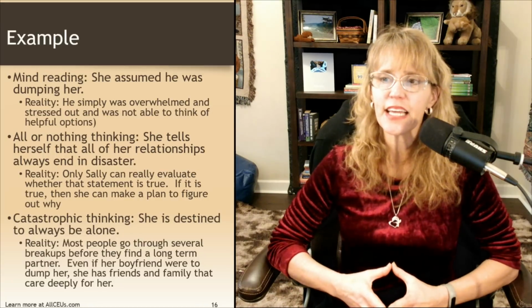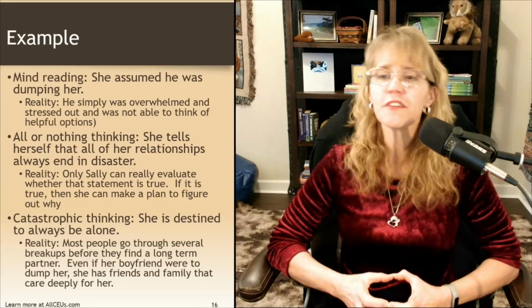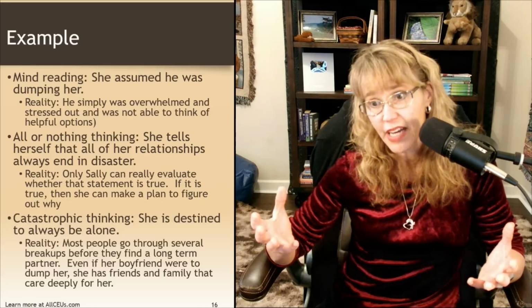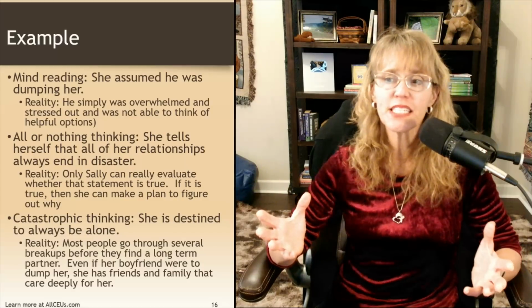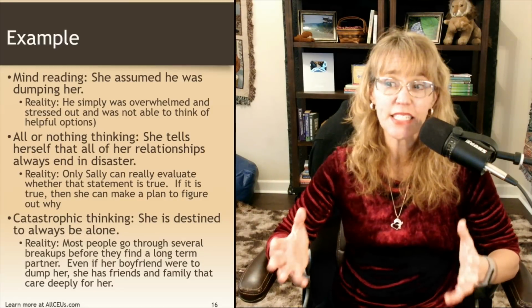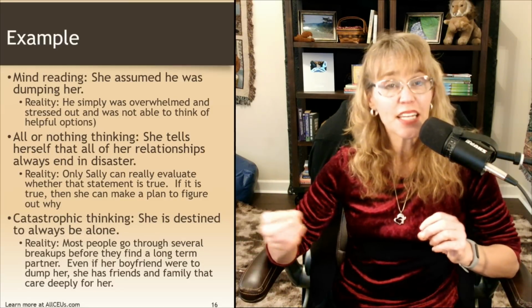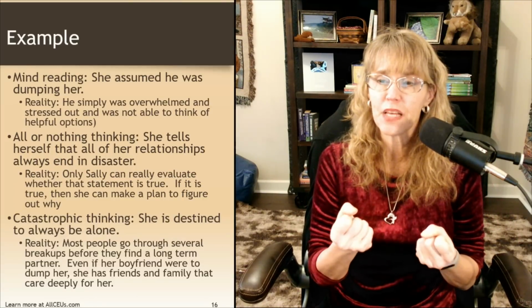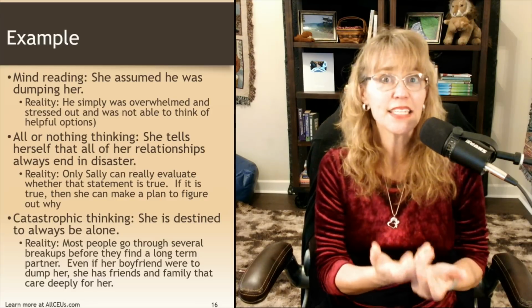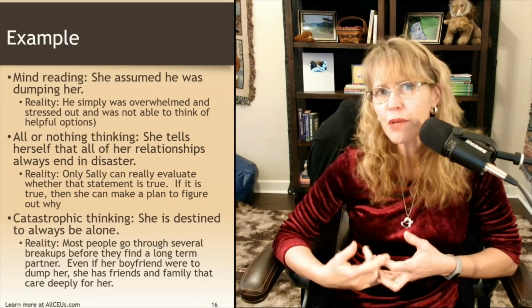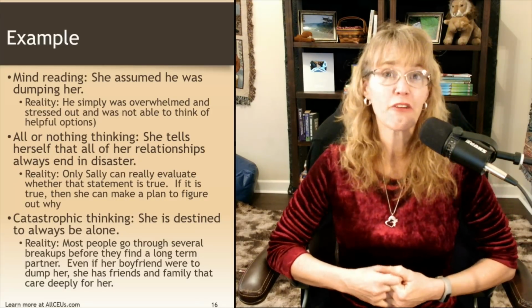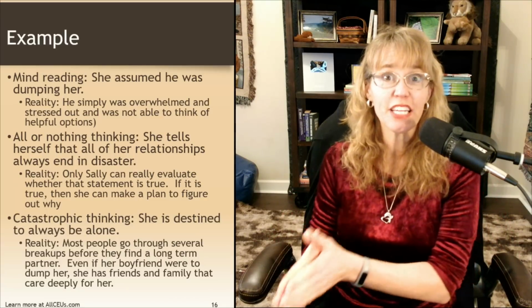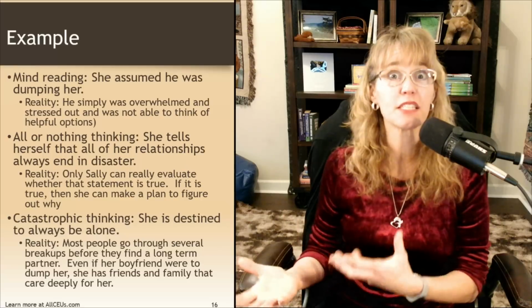All or nothing thinking. She tells herself that all of her relationships always end in disaster. Reality? Well, only Sally can really evaluate whether that statement is true. If it is true, if she looks back and every single relationship she's had has ended in disaster, then she may need to try to make a plan to figure out why. Why is it when I get into these relationships, they end up becoming toxic or dysfunctional?